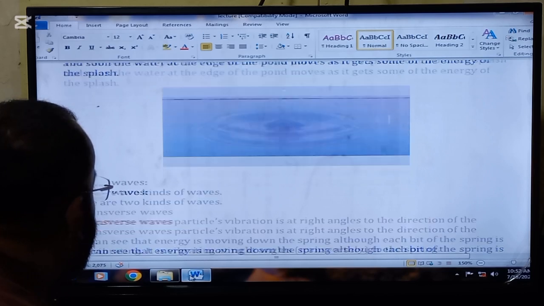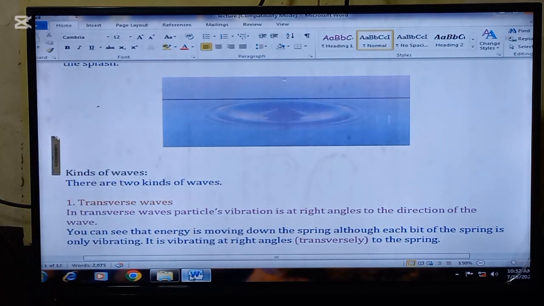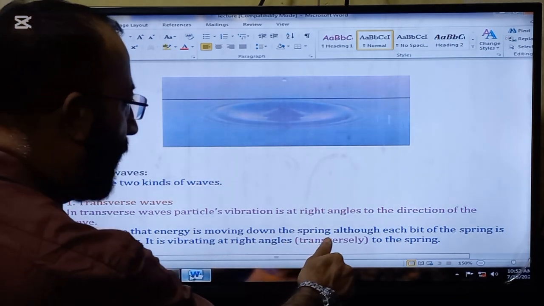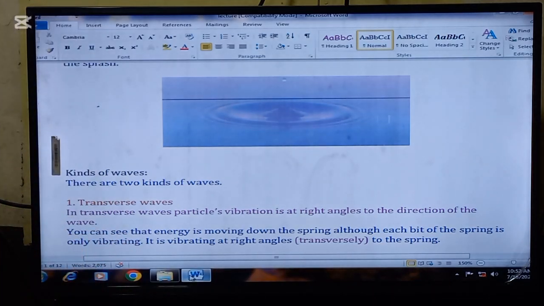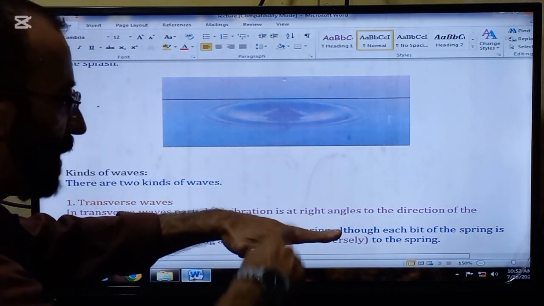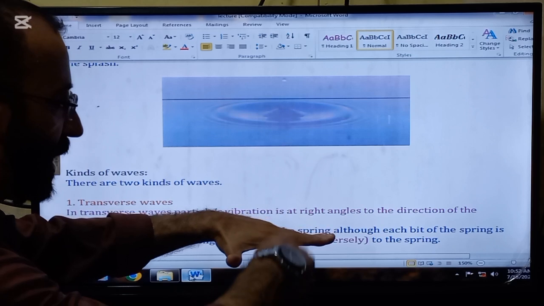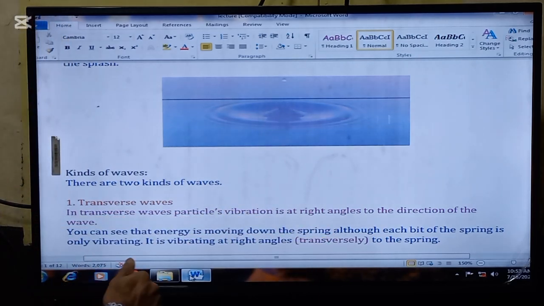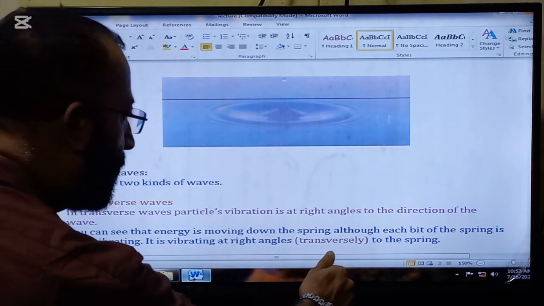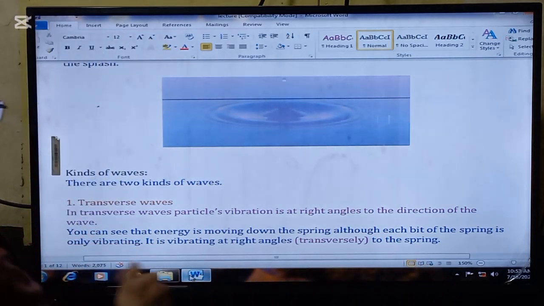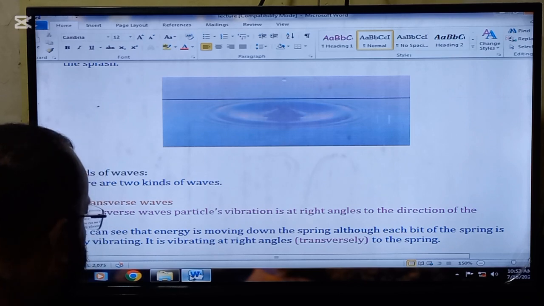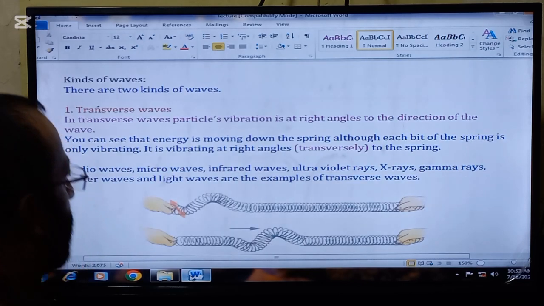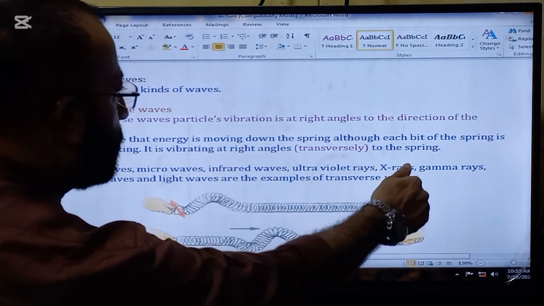Kinds of the waves. There are two kinds of the waves. Number one, transverse waves. In transverse waves, particles' vibration is at right angles to the direction of the wave. So if this is the direction of the wave, the particle will move at right angle to the direction of the wave. You can see that energy is moving down the spring, although each bit of the spring is only vibrating. It is vibrating at right angles, transversely to the spring.